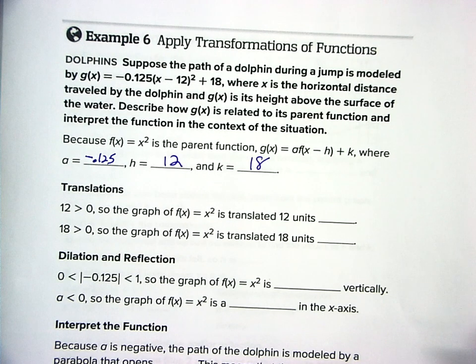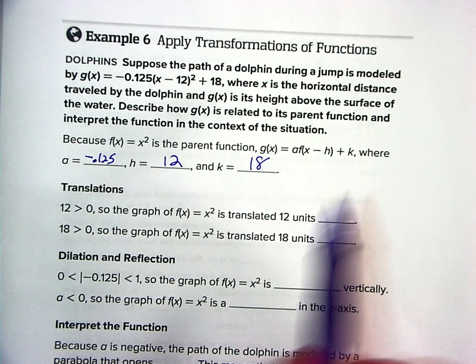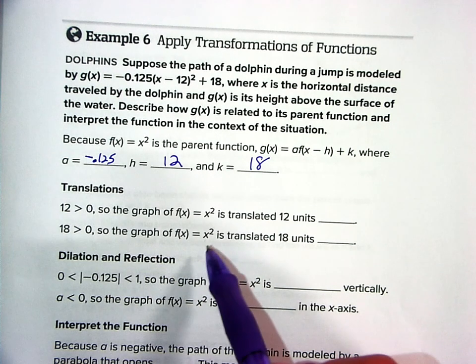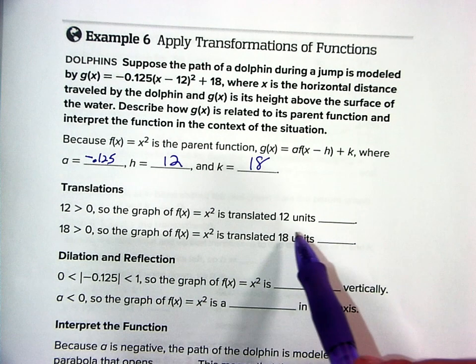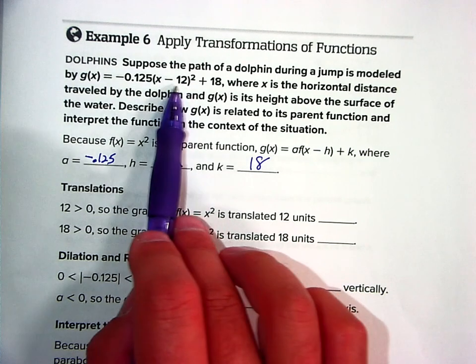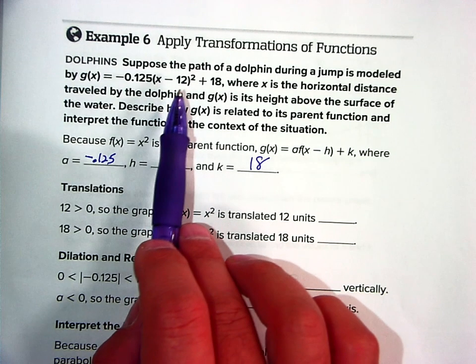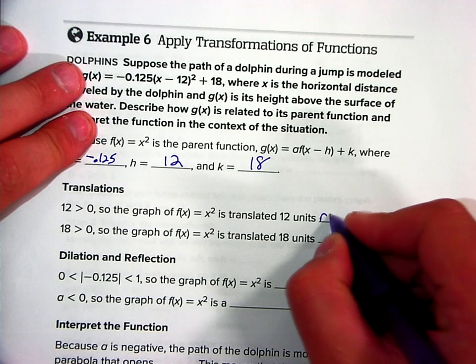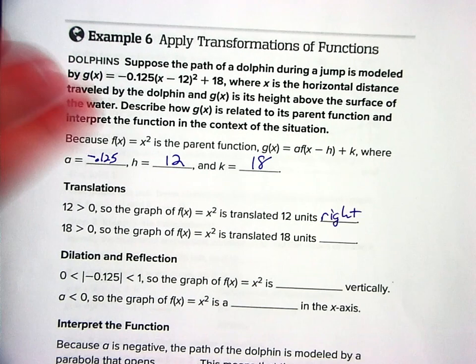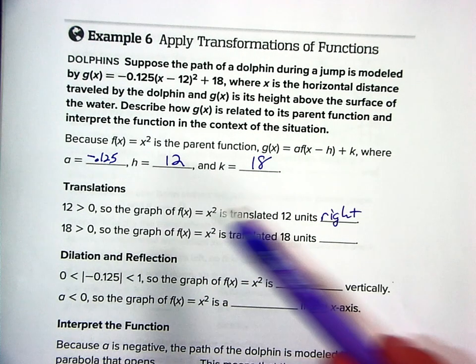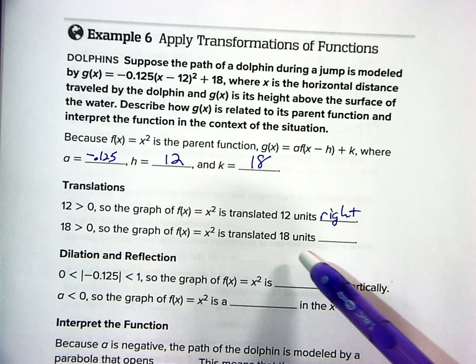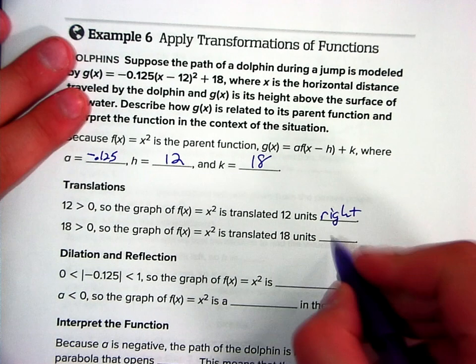Okay. 12 is greater than 0. So the graph of f of x equals x squared is translated 12 units. Now remember, this is a liar, so it's not to the left, it's to the right. 18 is greater than 0, so the graph is translated up, because k is not a liar, so it's going up.